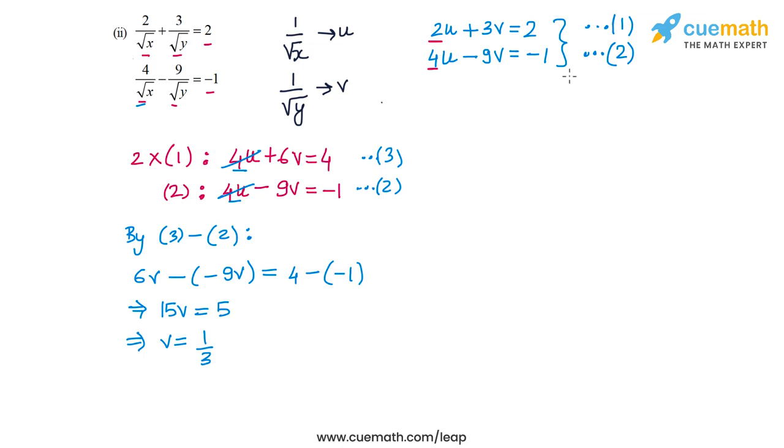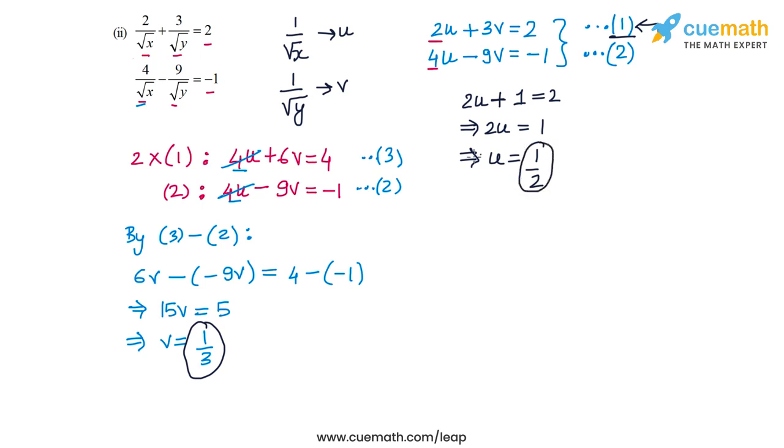And now that we have the value of v, which is 1 by 3, let's substitute this into any of the original equations and find the value of u. So let's substitute this into equation 1. So we get 2u plus 3v or 3 into 1 by 3 or 1 is equal to 2, and from here we get 2u equal to 1 or u is equal to half.